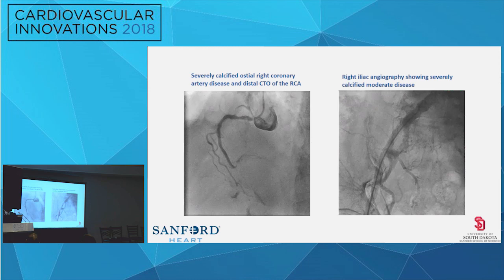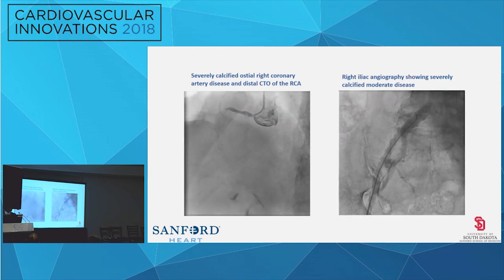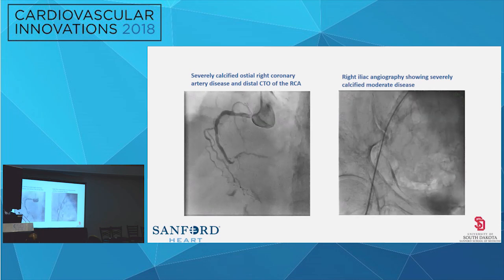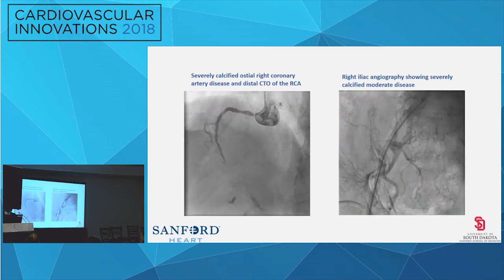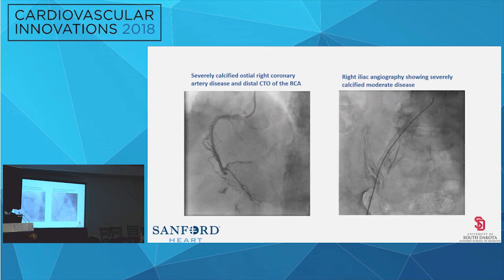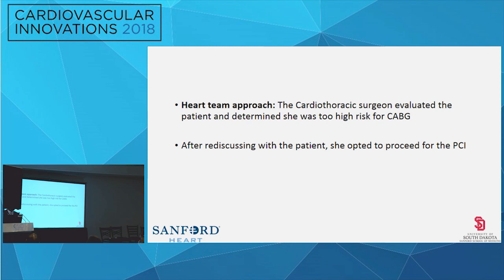So we did do right iliac angiography in anticipation of hemodynamic support with Impella. The right iliac angiography showed severely calcified iliac arteries and then moderate disease. So the patient was referred to the cardiac surgeon, given her 3-vessel disease, and they thought that the patient was too high risk for CABG.